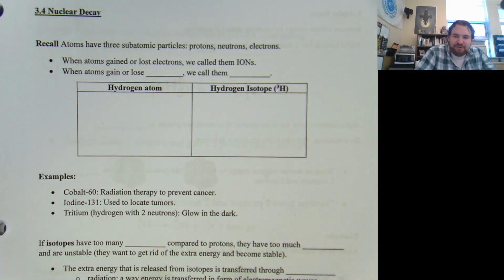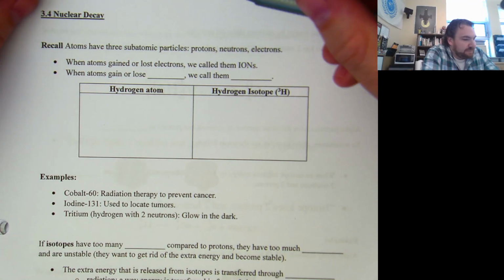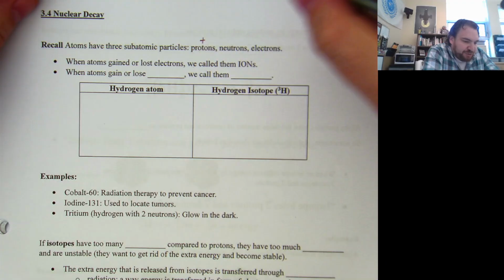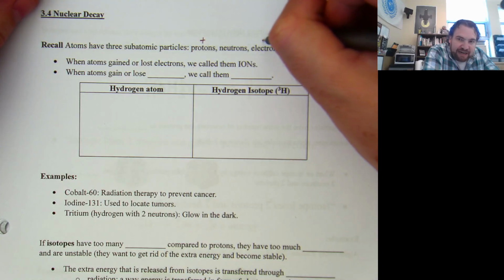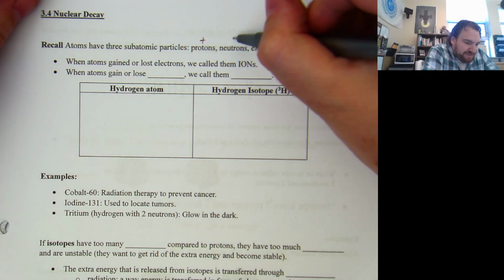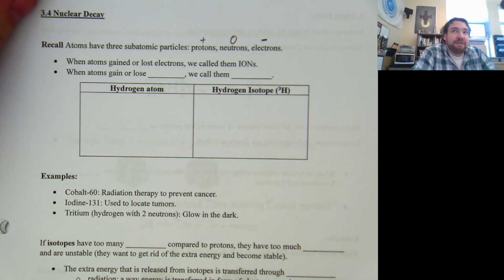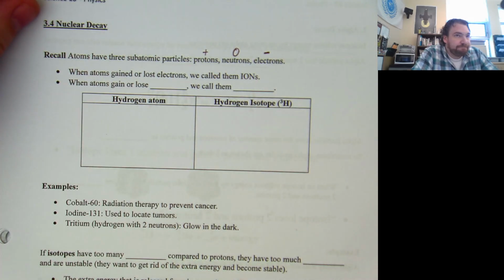What can you tell me about the protons, neutrons, and electrons? Sorry? Anything you can remember about any of these 3? Yes, protons are positive, neutrons are neutral, and electrons are negative. And neutrons have 0 charge. What else can you tell me about these things? What do you remember? Sorry?